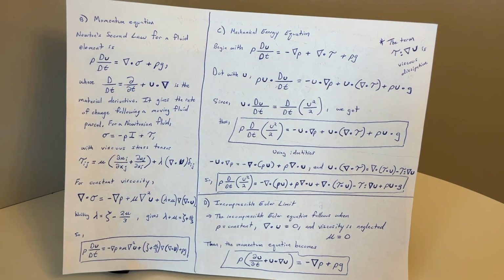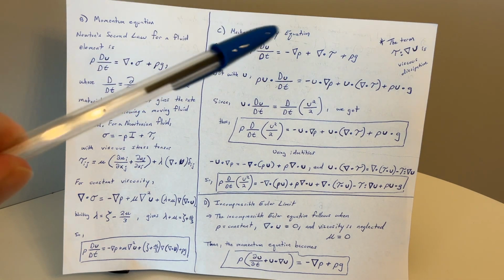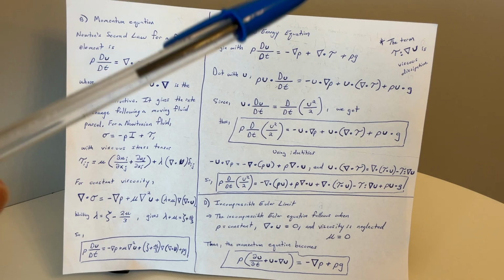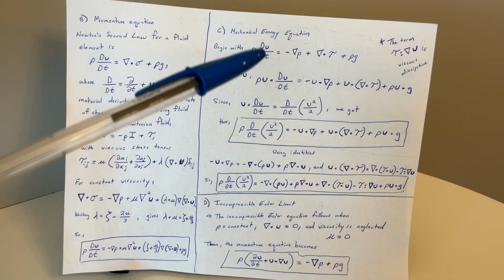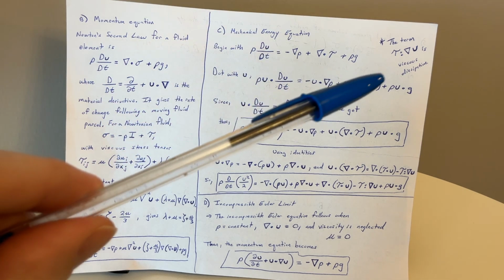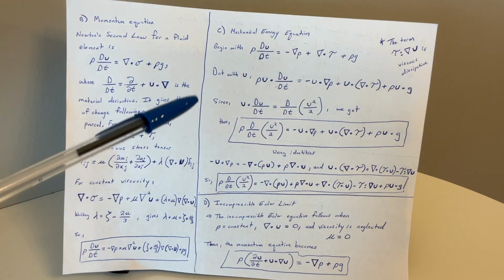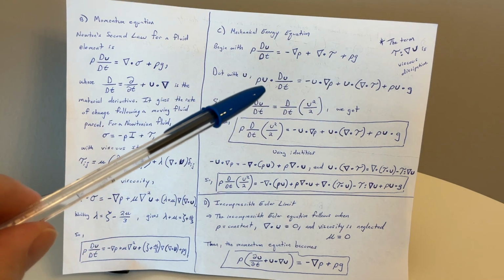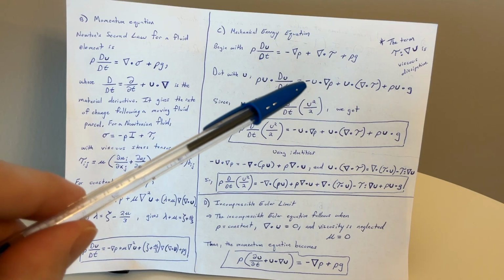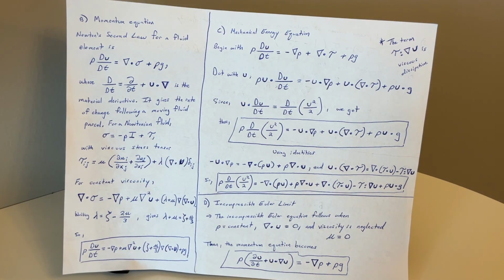So here, C, what they want us to do for C, if we go back to the previous page: derive the mechanical energy equation. Okay, so we want to derive the mechanical energy equation by dotting the momentum equation with u. We begin with rho Du/Dt equals this entire formula here. We're going to dot that with u. Rho u dot Du/Dt is going to equal this right-hand side.